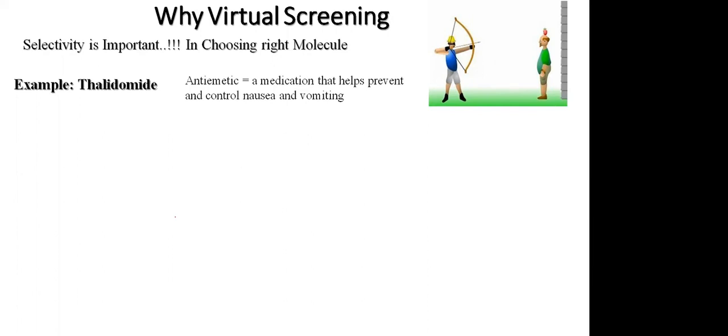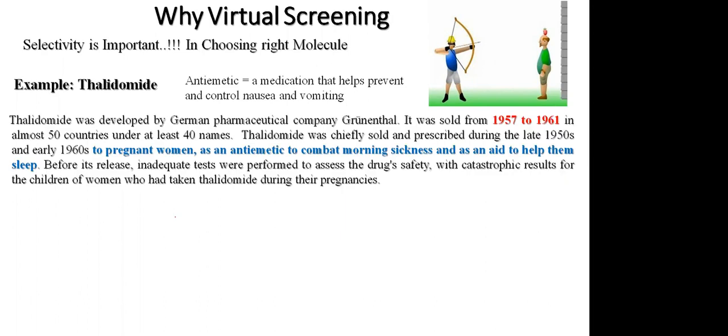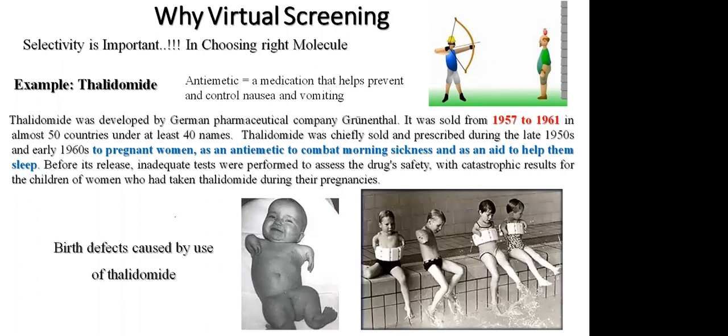What did it lead to? Why am I saying this about thalidomide? Because of less selectivity in selecting thalidomide, we had issues with drug safety, because it led to defects in the delivered babies, like reduced limb size and absence of limbs. It was prescribed during the late 1950s and early 1960s, and later in the 1960s it was banned.